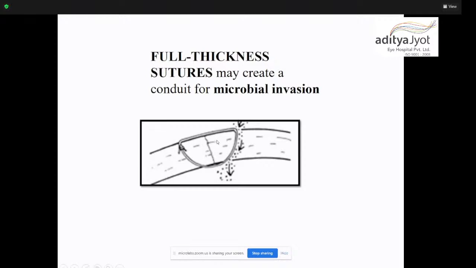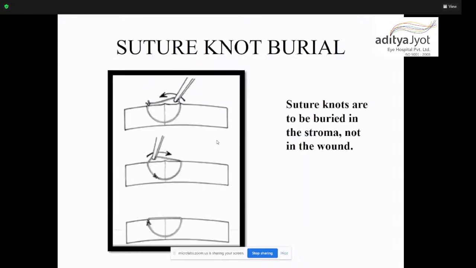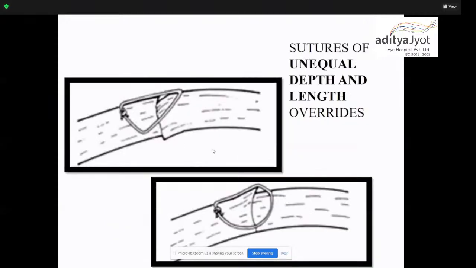So your depth should be correct, your length should be correct. 90% depth is what is recommended, and the length also should be correct. And the suture knot should be buried. Please go and practice suturing knot burial in the wet lab. All the knots have to be buried in the stroma, because if you do not bury them, then obviously it is going to incite vascularization, and loose knots can attract epithelial debris and infection.